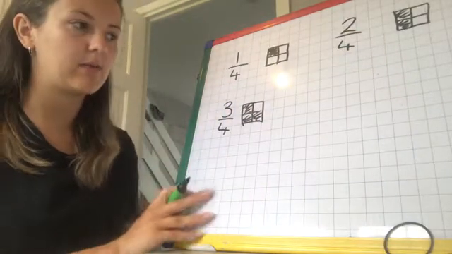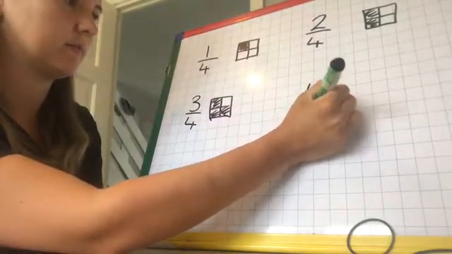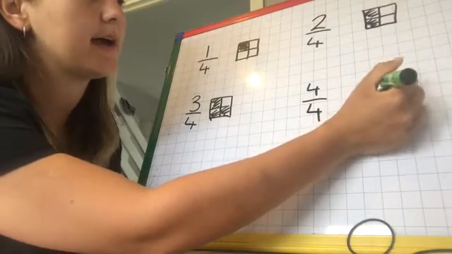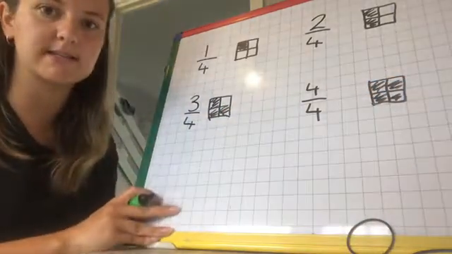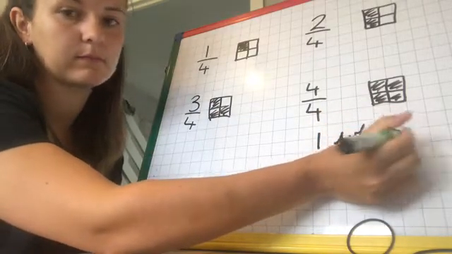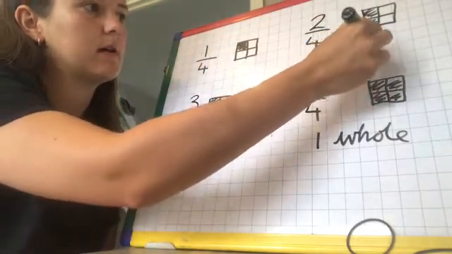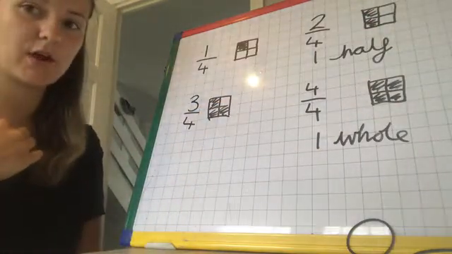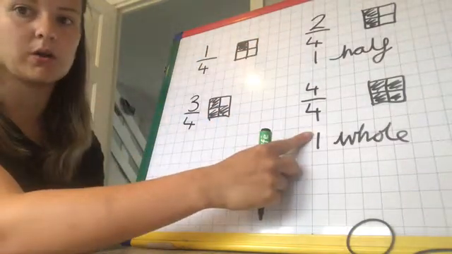Okay, right, finally, we're going to increase our numerator even more, and we're going to have 4 quarters. So, 4 equal parts make my whole, and I have 4 of those equal parts. Okay, so 4 quarters is the same as 1 whole. Okay, just as 2 quarters is the same as 1 half. Okay, so we're going to be counting up in them today. So, let's go together. Are we ready? 1 quarter, 2 quarters, 3 quarters, 1 whole.